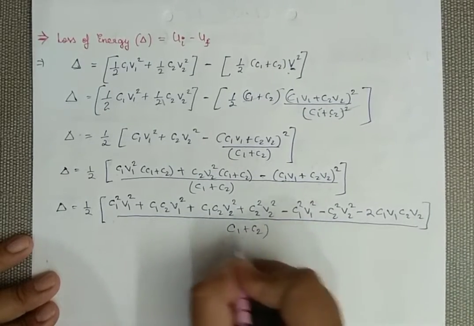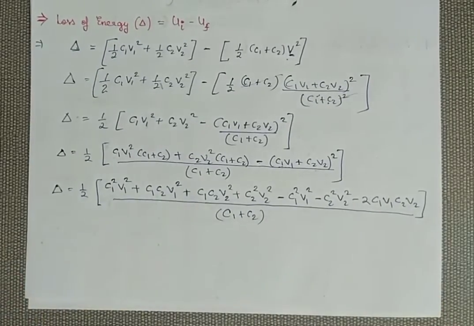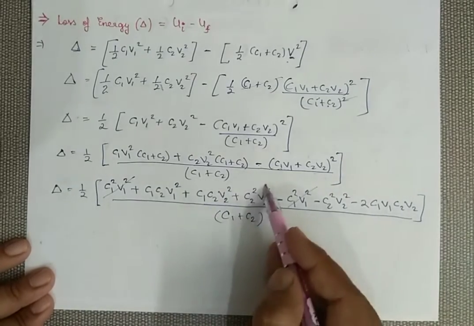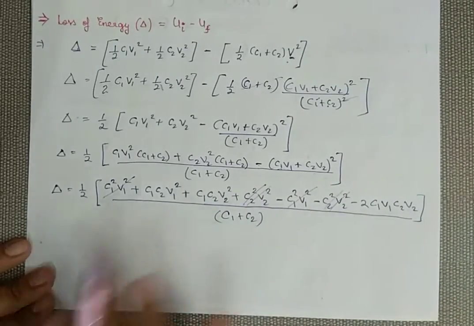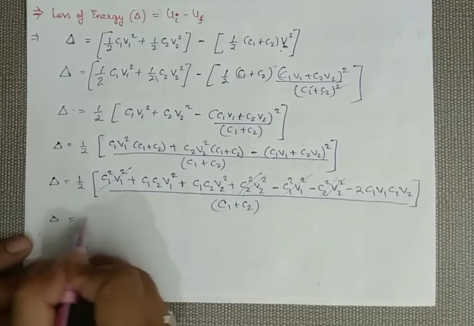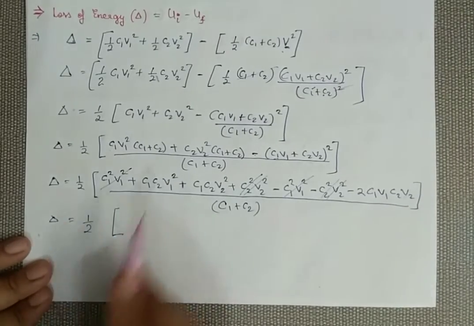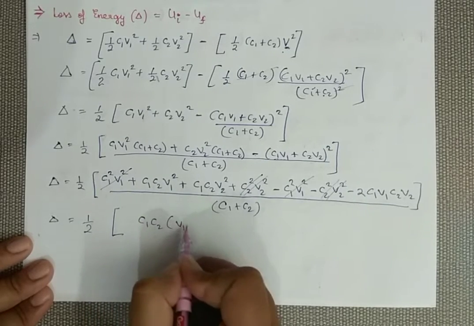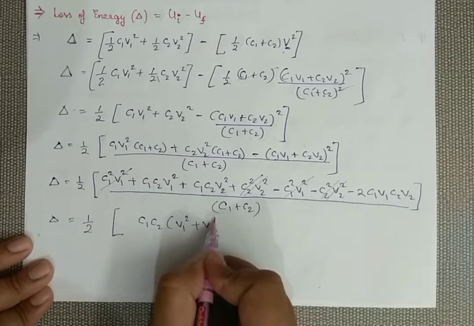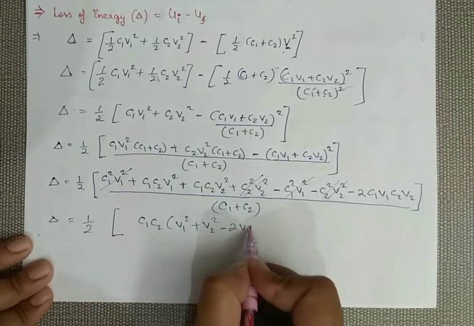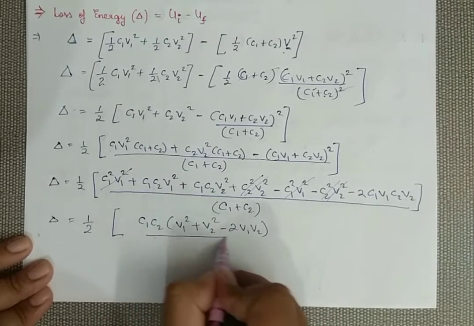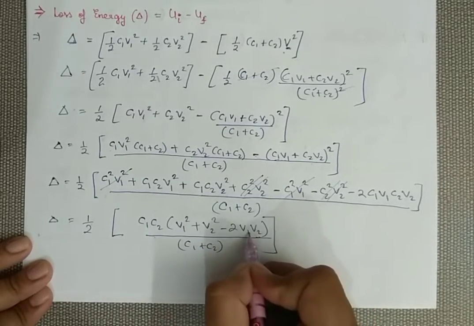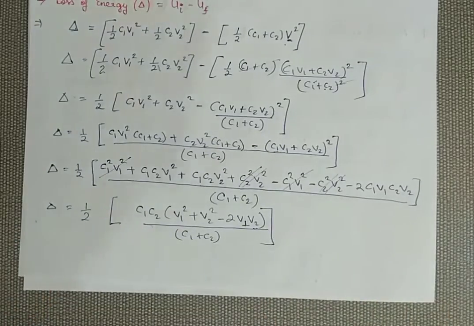Now see, look at the numerator very carefully. Some terms are getting cancelled out. Just see, this one is positive and this one is negative. So I am cancelling out the opposite terms and taking some common. See, in the remaining terms, C1 C2 is common in them. So you are going to obtain V1 square plus V2 square minus 2 times V1 V2 upon C1 plus C2. So this is what you are going to see.